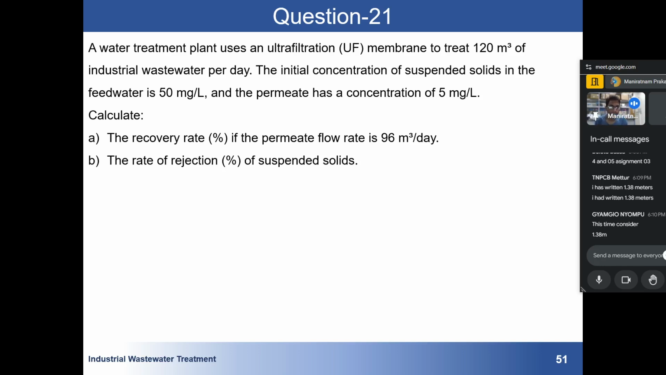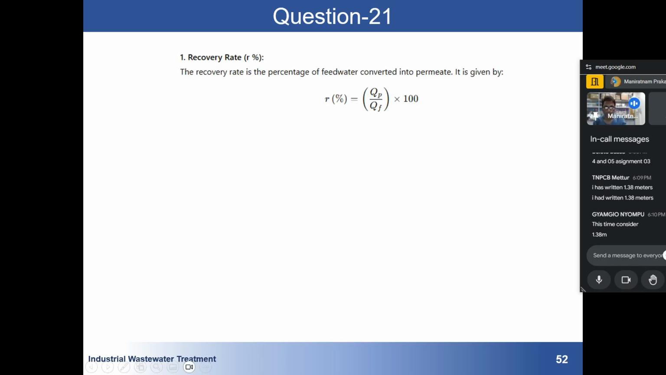Is anyone trying it, or should I show the solution? Please, we have very little time. Only 20 minutes are left. I have to cover some questions; you can see I have directly jumped from 10 to 21. I will go directly to the solution.